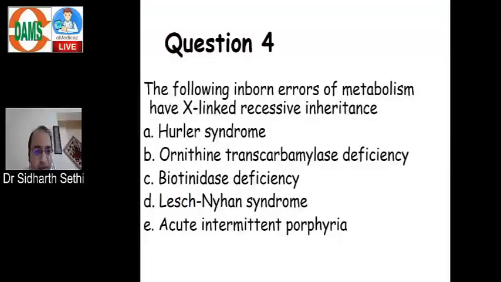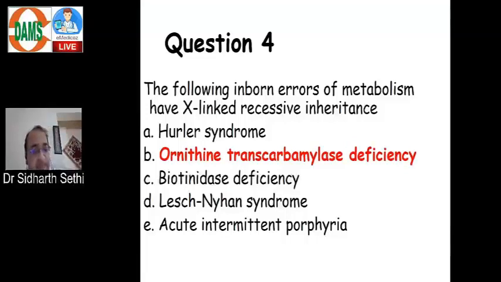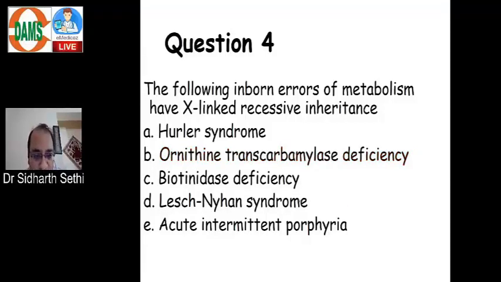Now, which of the following inborn errors is X-linked? So remember, OTC deficiency is in fact X-linked dominant. Out of these, the rest are other. So the question is X-linked recessive. I would say here that OTC is X-linked dominant. Lesch-Nyhan is X-linked recessive, so the answer here should be Lesch-Nyhan syndrome. Okay, the rest are autosomal recessive.